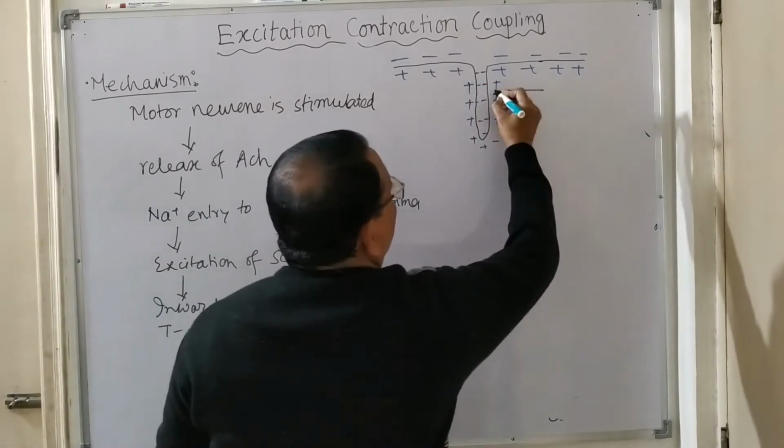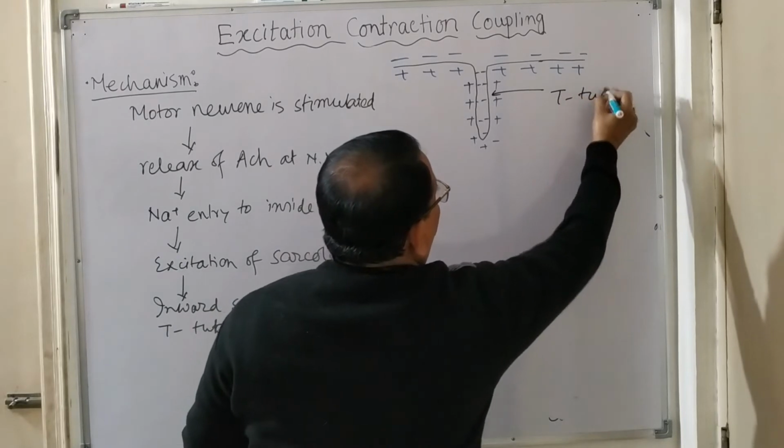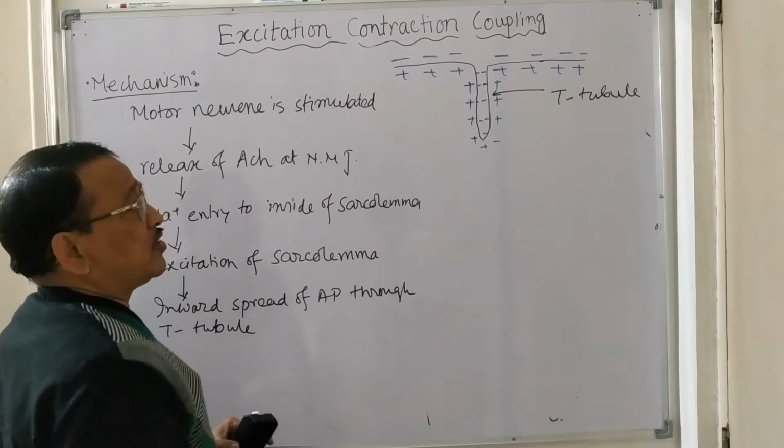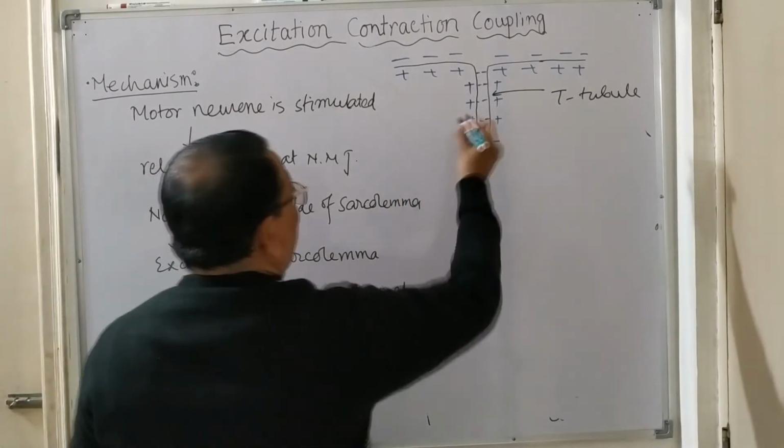So this is the T-tubule. So the inward passage of the impulse through the T-tubule is towards the myofilaments. Now what's happened?